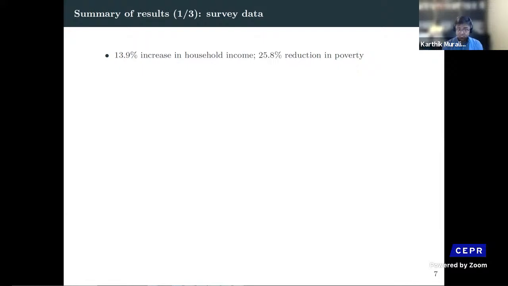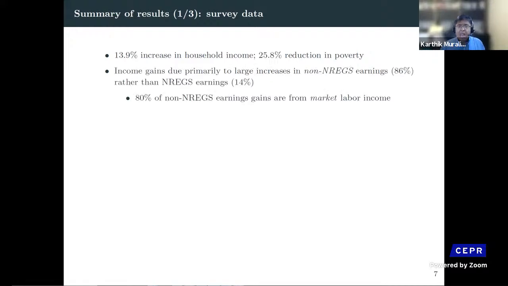The first result is that we find this striking increase in household income, nearly 14% increase in household income, and a 26% reduction in poverty. Now, this is an income-based threshold of poverty because we're measuring income, whereas normally we measure this by consumption. But with that caveat, this is a 26% reduction in poverty. Now, I think that number is big, okay?